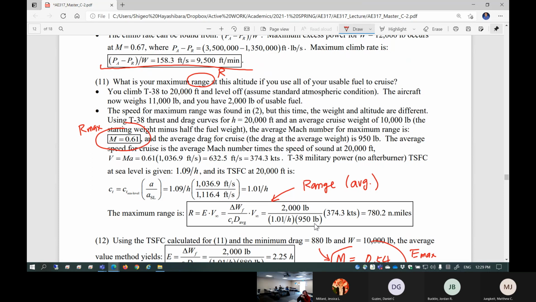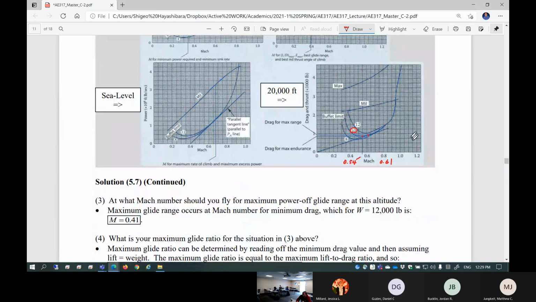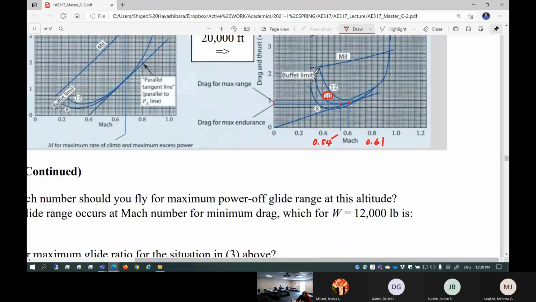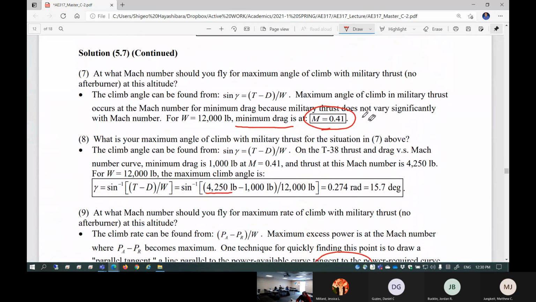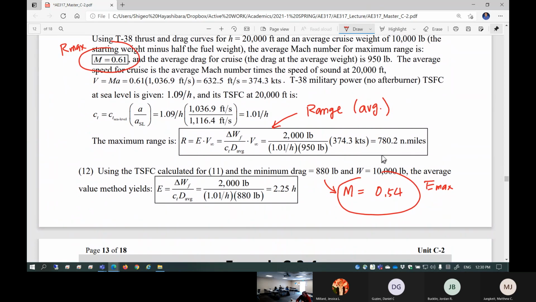So drag average. How do you get drag average? The average drag for cruise is 950 pounds. You just read it off the chart. There we go. So this is the drag. So the drag value is this value. You read it off from the chart, 950. Okay, so you just plug all of those values into the equation. Then this is going to be the maximum range. Here we go.